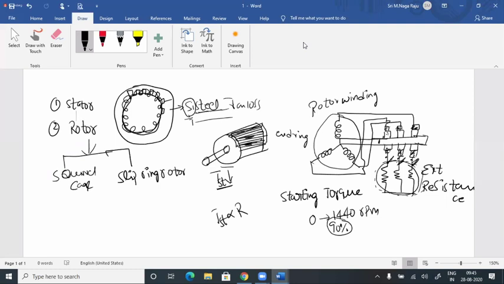So under running condition, there will be no external resistance. We don't require it also. Why are we using this resistance? To improve the starting torque only, at the time of starting only. So at the time of starting only, this will be connected. In the running case, it will be disconnected automatically by using this centrifugal switch. So this is the operation of the slip ring rotor.